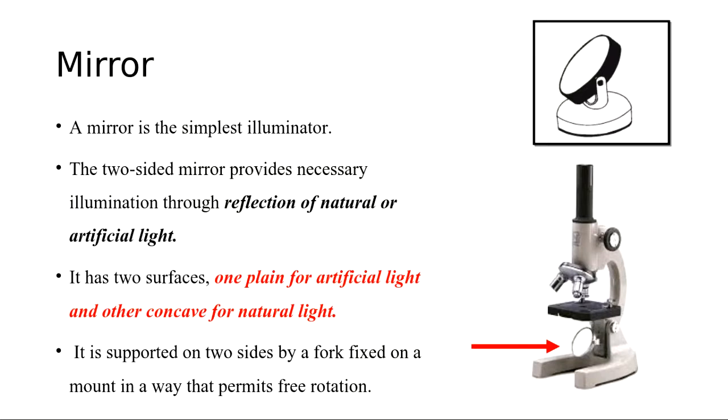So what is the use of the mirror? It is the simplest illuminator. It is a two-sided mirror. It provides necessary illumination through reflection of natural or artificial light. It has two surfaces, a plane surface for artificial light and the other concave surface for natural light. So we will ask you, what is the use of the mirror? It is used for reflection of natural and artificial light, and it has two surfaces, one plane for artificial light and the other for natural light.